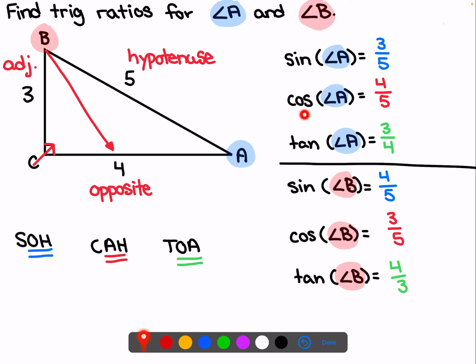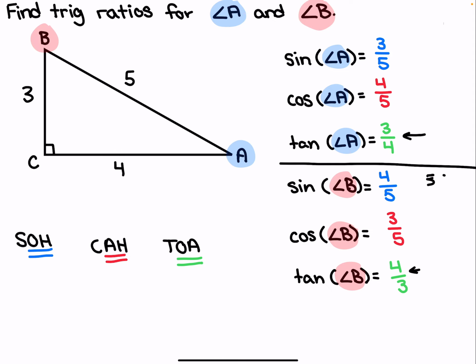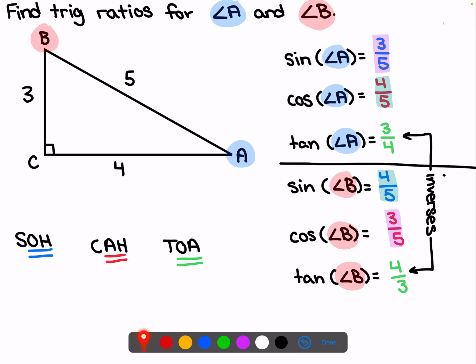Further, if I look at cosine A, it's the same as sine of B. And also sine of A is the same as cosine of B. So the complementary angles, their sine and cosine values, meaning 3/5 and 3/5, they're in fact the same. The sine of angle A is equal to the cosine of angle B, and the cosine of angle A is equal to the sine of angle B. So that's very useful information for us.